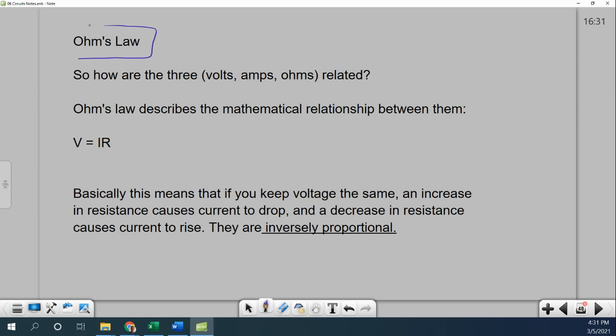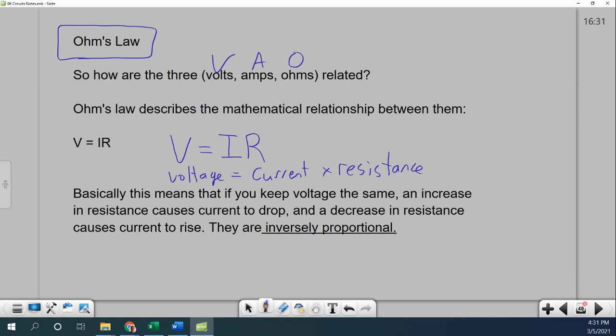But that brings us to Ohm's Law. Another fun one to say. So how are these three then related to each other? Volts, amps, and ohms. Ohm's Law describes the mathematical relationship between them. Voltage equals your current times your resistance. This is probably one you want to jot down somewhere. This is a very handy formula.